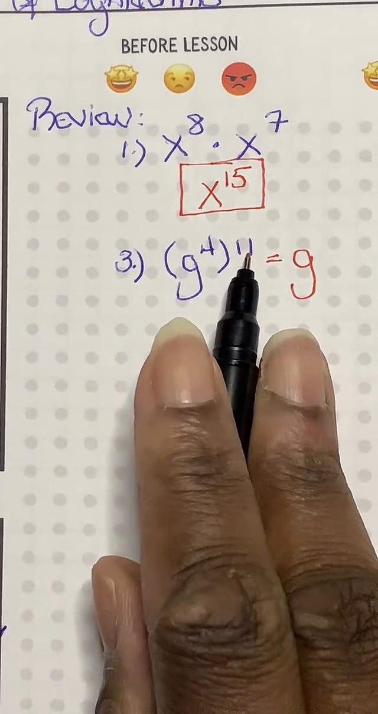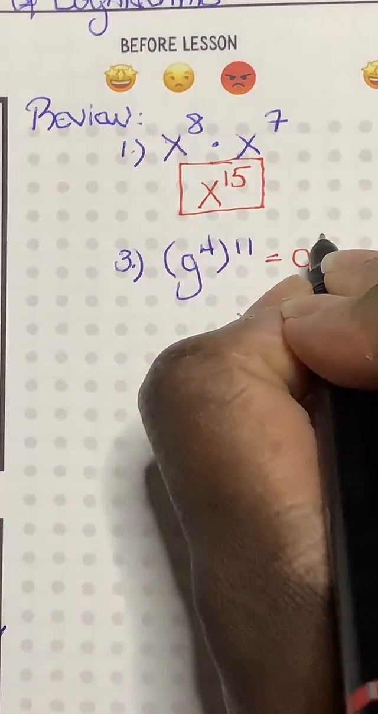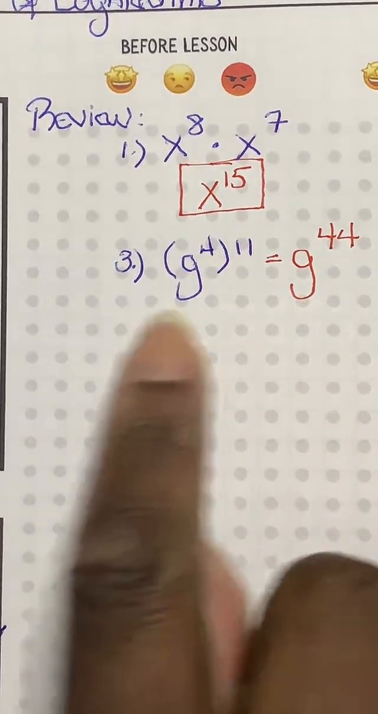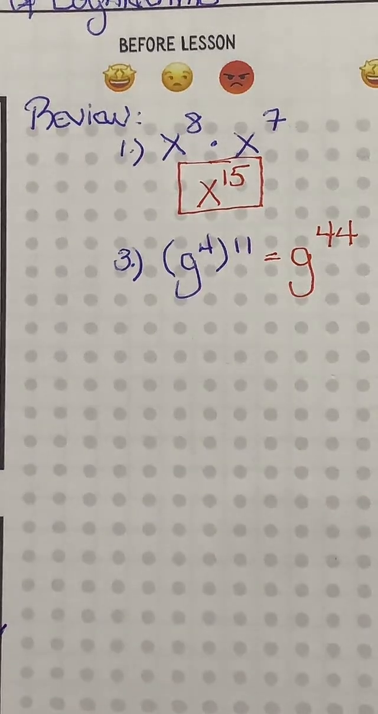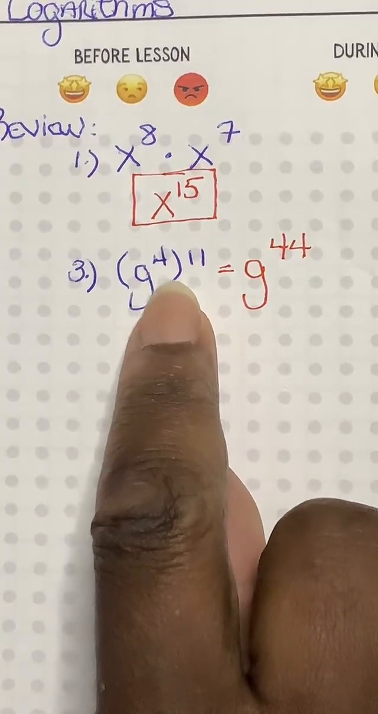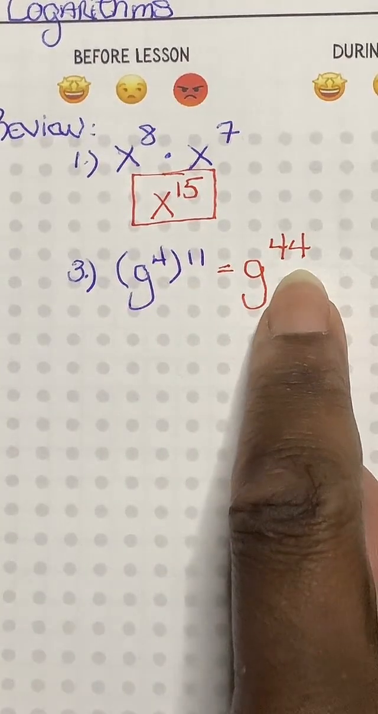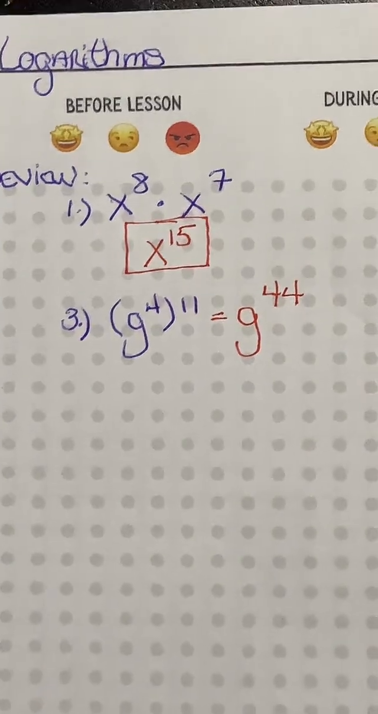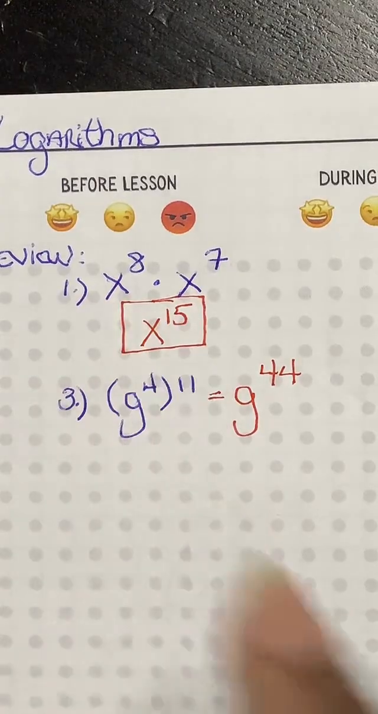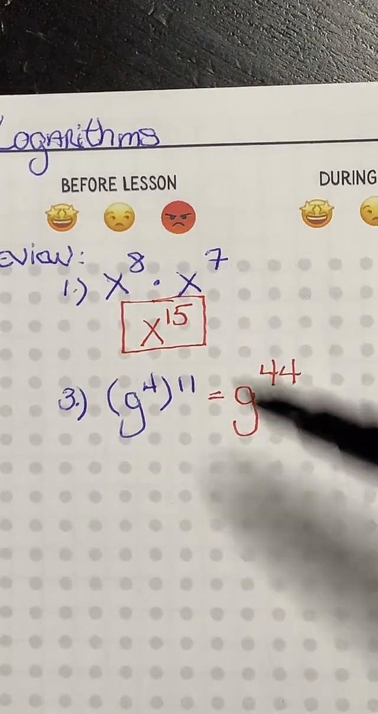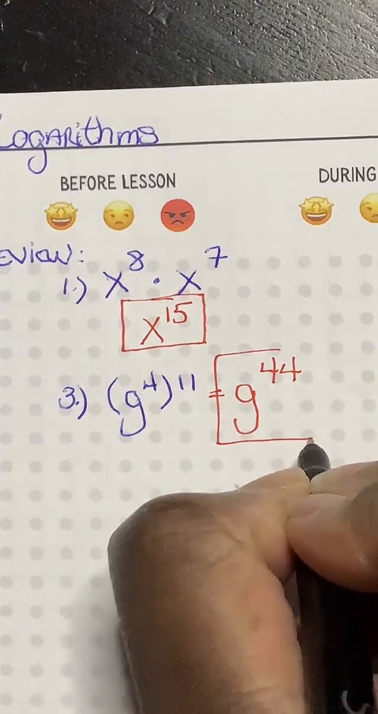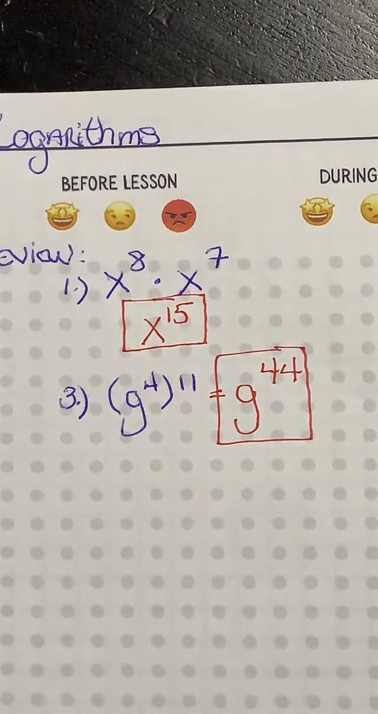So 4 times 11 gives me 44. So I would have to write g 44 times, okay? So when I have a power being raised to a power, almost like being separated by a parenthesis, you want to multiply the exponents. In comparison to when I just multiply, I'm going to add the exponents. Do we see the difference here? Okay, so that's just like a quick little review.